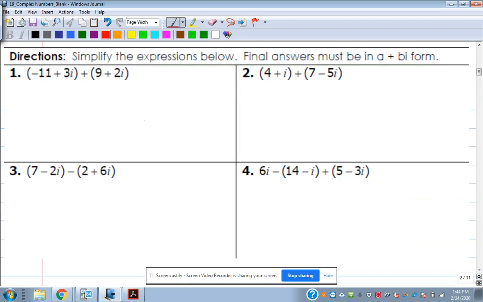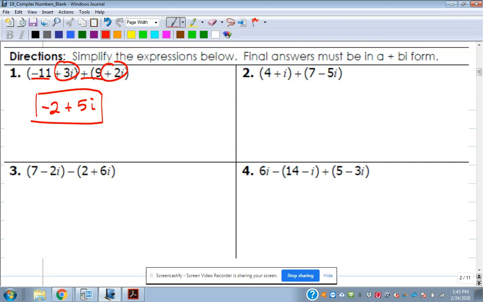Okay, so we're going to start out adding and subtracting. Really easy concept here. It's just like when you added polynomials or like terms. That's all this is. Adding, subtracting like terms. So on the first example, you got negative 11 plus 3i plus 9 plus 2i. That's two complex numbers, but you're just putting like terms together. So what is the like term to the negative 11? The 9. So we're going to put negative 11 plus 9 is negative 2. And then we're going to say positive 3i plus positive 2i would be positive 5i. And we're done. It really is that easy. It's nothing more than that. Absolutely, that's all there is to it.